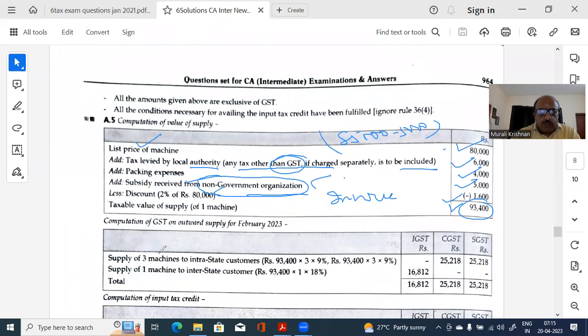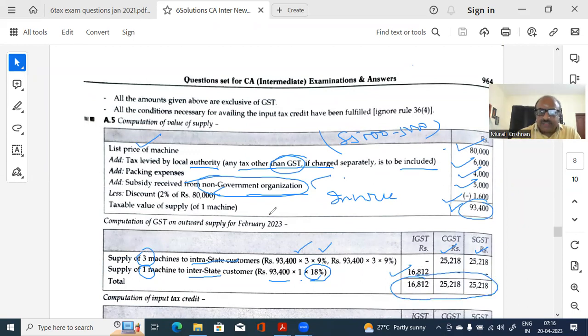Now, let us look at the output. 3 machines, intrastate, 93,000, one machine into 3 into 9, CGST. 93,000 into 3 into 9, SGST. Similarly, next is one machine. What is it? Interstate. 93 into 1 into 18% because it's IGST. Therefore, it is coming here. That's how your total liability is this.